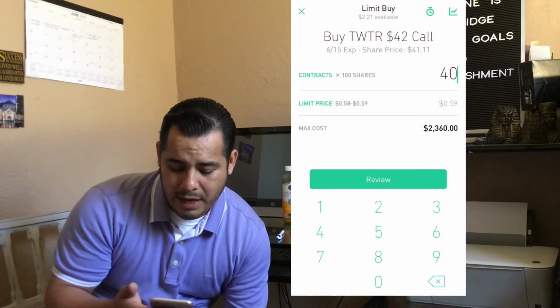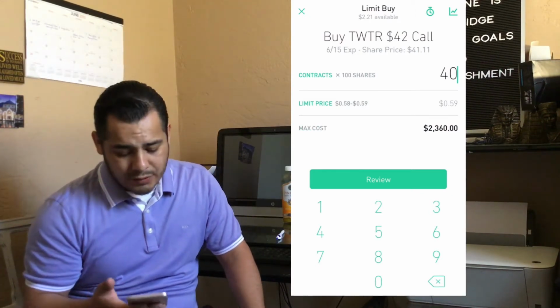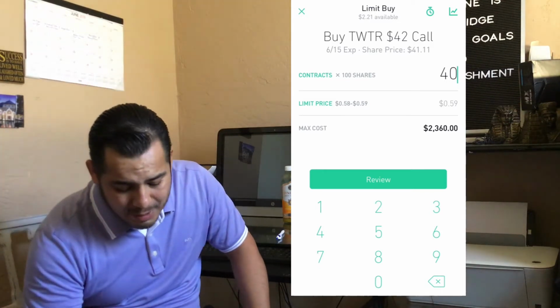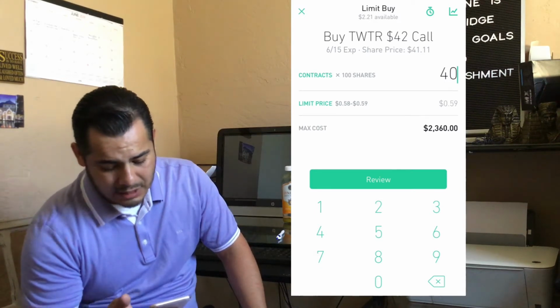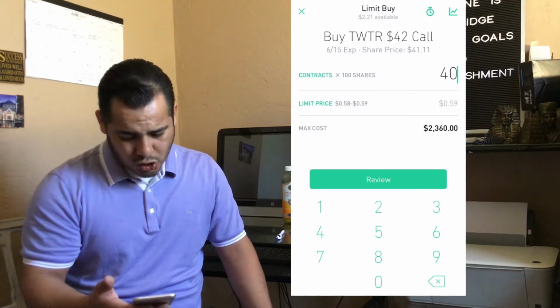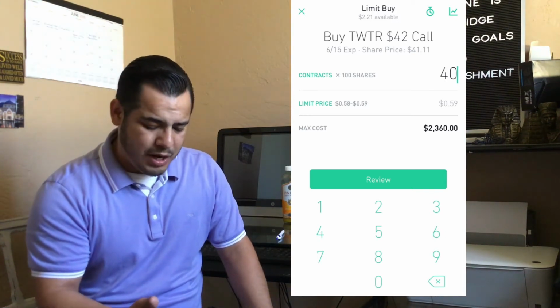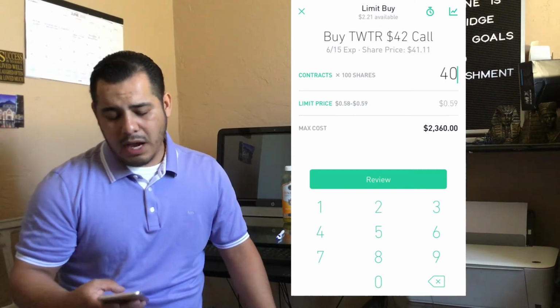Okay, you guys? So, for example, that's Twitter right there. As you can see, here are the examples that it has. Okay? Now, here we go. If I want to buy, for example, 40 contracts of Twitter, right? Every contract, you guys, is 100 shares. It's very important. And as you can see here, the limit price is from 0.58 to 0.59. This right here is a 1 cent increment. So for example, I want to buy 40 contracts. That's going to cost me $2,360, as you can see. Okay, then I will hit review and I will swipe up.